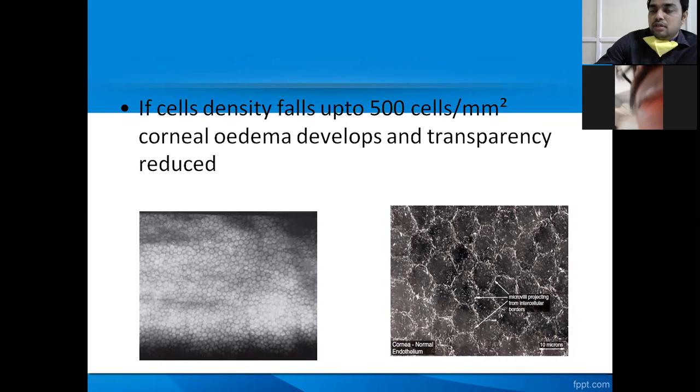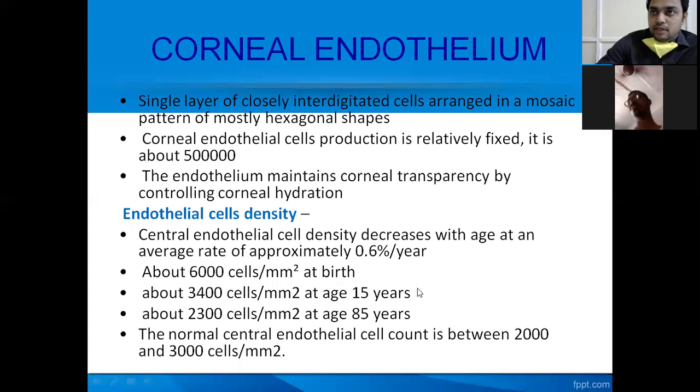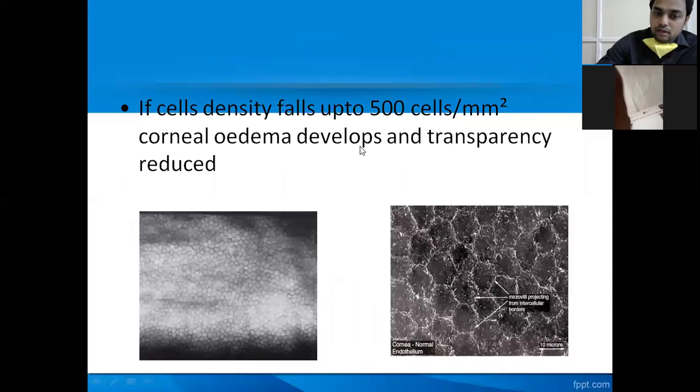So the main function of the endothelium is in maintaining the corneal transparency. With age, the cell count decreases at the rate of 0.6% per year. At birth, it is around 6,000 cells per millimeter square, and by 15 years, the central endothelial cell count decreases to 3,400, and by 85 years, 2,300 cells per millimeter square. So 2,000 to 3,000 cells per millimeter square is a normal range. If it decreases to less than 2,000 and if it reaches 500 cells per millimeter square, it leads to corneal edema and decreased transparency of the cornea.